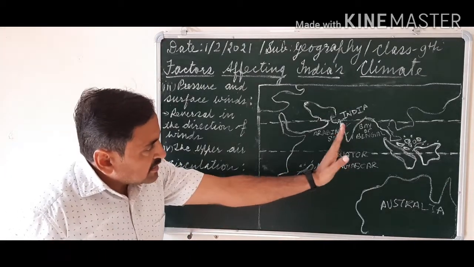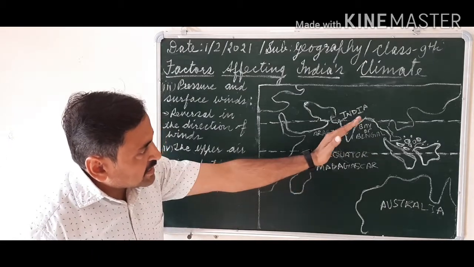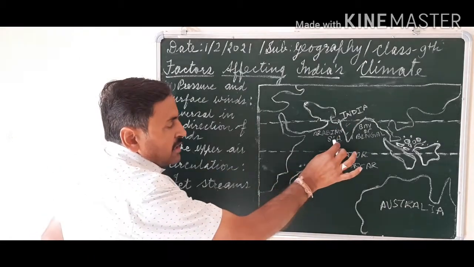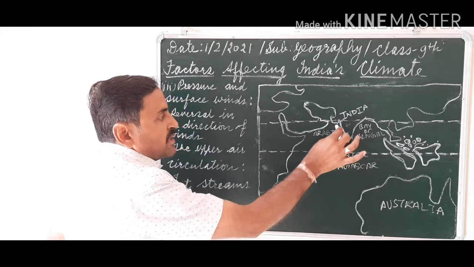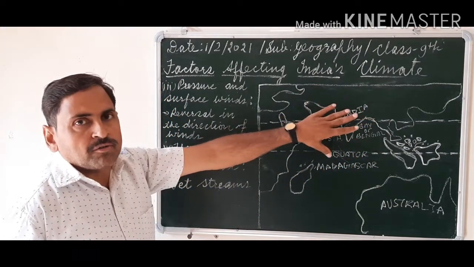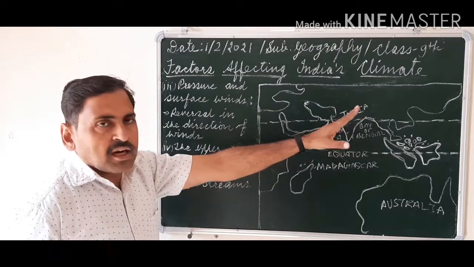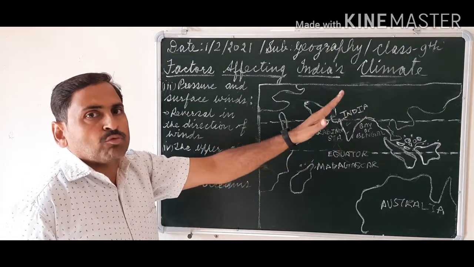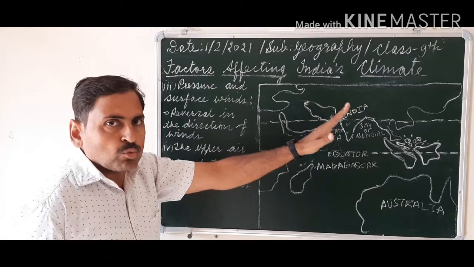So the winds get diverted towards the right hand side and they enter India from the southwest. And these winds cause rainfall in almost the whole part of India. These winds are known as the southwest monsoon winds.